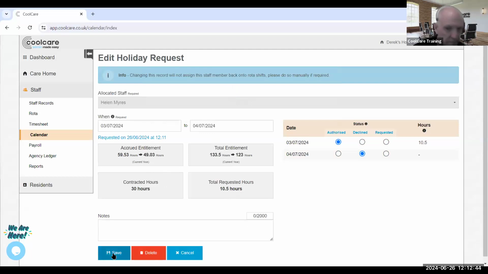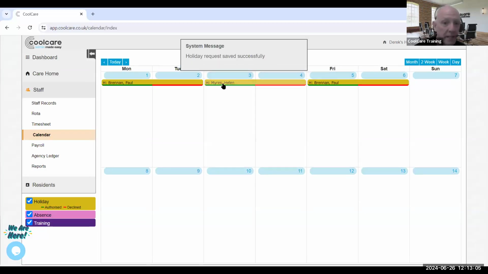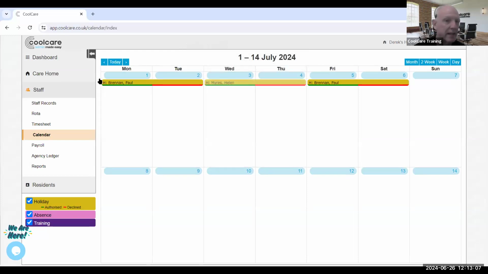Right, let's save this. Remember, I've given her the holidays for the 3rd. It says, do you want me to take her off the rota for the 3rd? And your answer to that is going to be yes, because you want that to be empty, so whoever is doing the rota knows it's empty and is going to assign someone else to cover that shift. Okay, save that. So you can see here, that's been authorized, that hasn't.